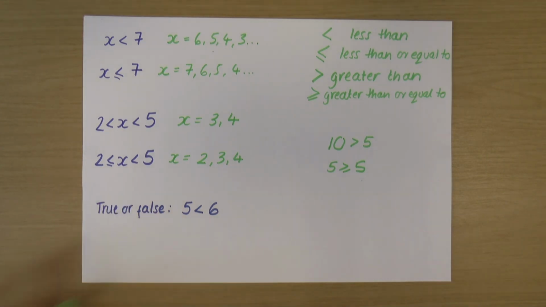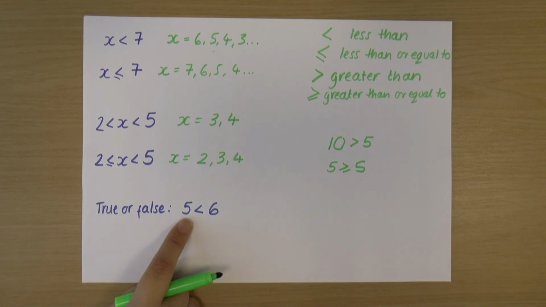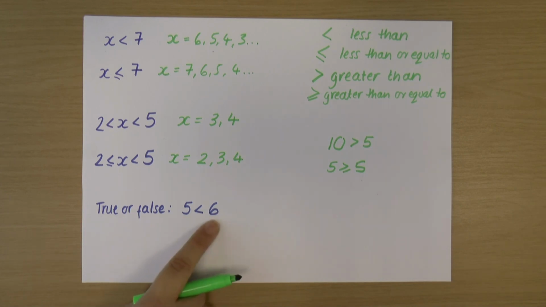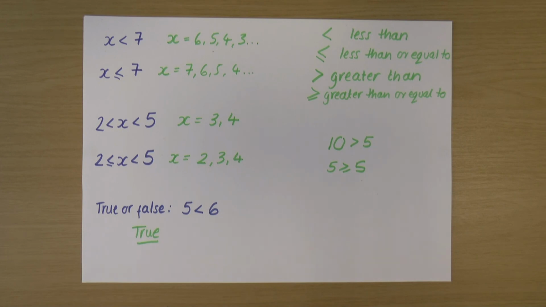And then we may sometimes get a true or false question. Is this inequality true or is it false? So we've got 5 is less than 6. Well, 5 is less than 6. Therefore, it is true.